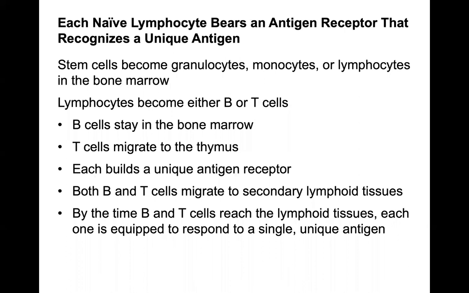So each naive lymphocyte bears an antigen receptor that recognizes a unique antigen. Stem cells become granulocytes, monocytes, or lymphocytes in the bone marrow. Lymphocytes become either B or T cells. B cells stay in the bone marrow. T cells migrate to the thymus. Each builds a unique antigen receptor. Both B and T cells migrate to secondary lymphoid tissues. By the time B and T cells reach the lymphoid tissues, each one is equipped to respond to a single unique antigen.